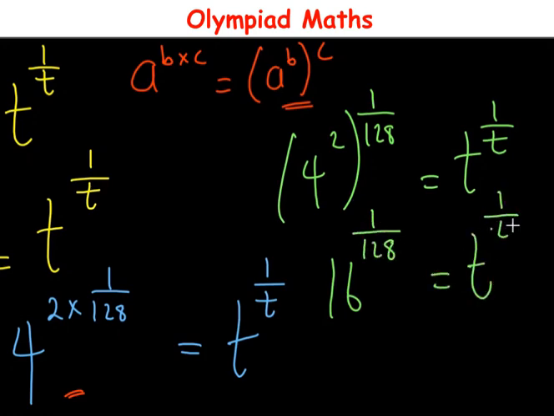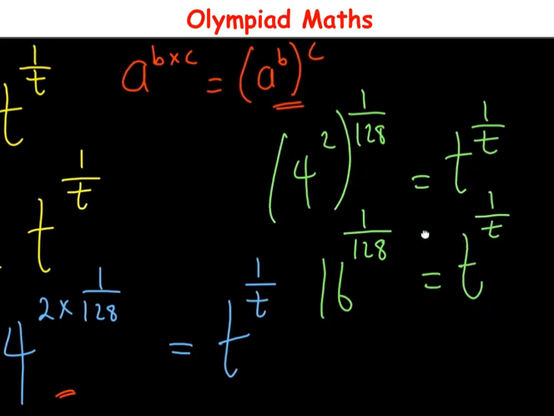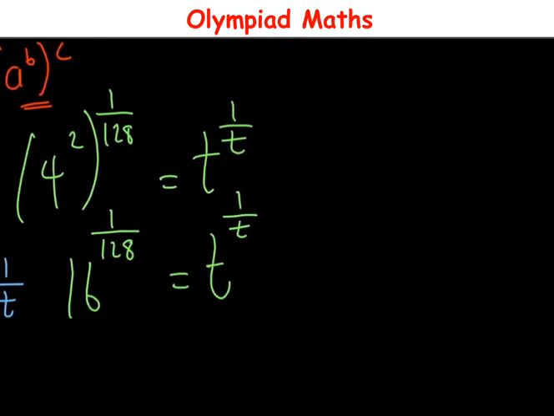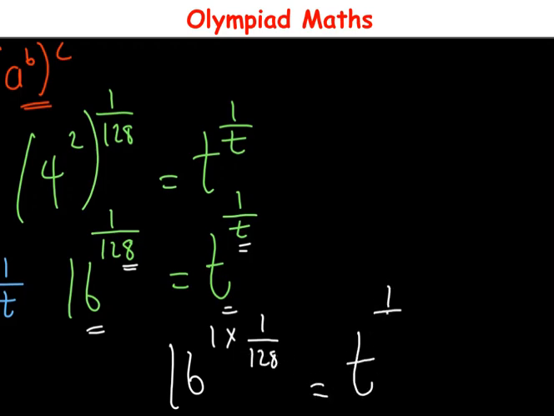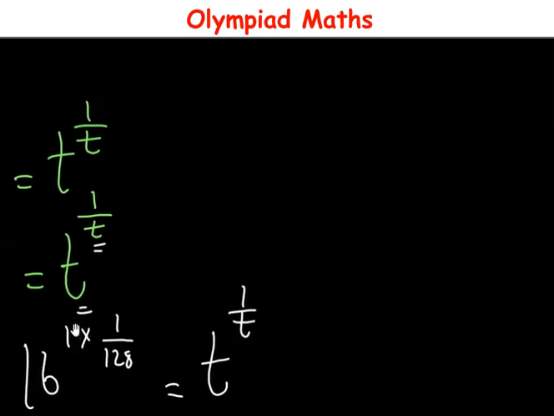Now with this, if you look at this also, we notice that the base right here is still not equal to the power denominator right here, as we have on the right hand side. So we are still going to solve this further. First, factorize out 1 again from here. This becomes 16 raised to power 1 times 1 over 128 is equal to t raised to power 1 over t.